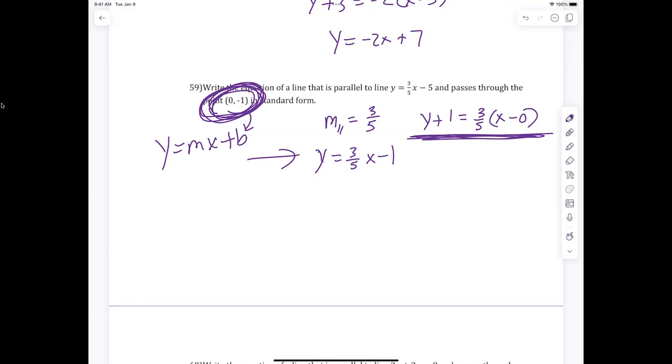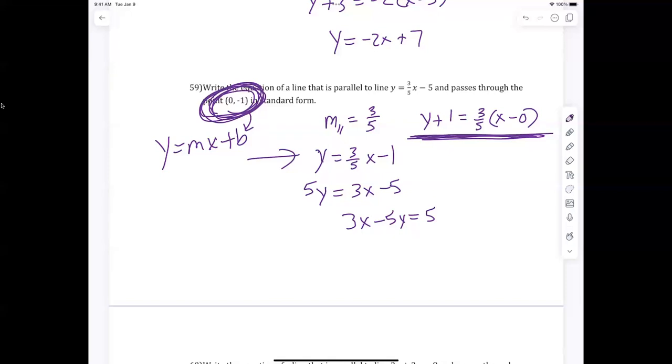Now I got to say, okay, I want standard form. So I'm not allowed to have fractions. So I multiply everything through by 5, right? So I have 5y equals 3x minus 5. Does everybody agree with that? Now, moving the y and moving the 5, I have 3x minus 5y equals 5. That's the standard form.